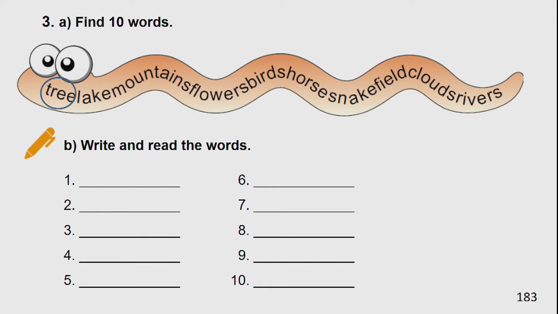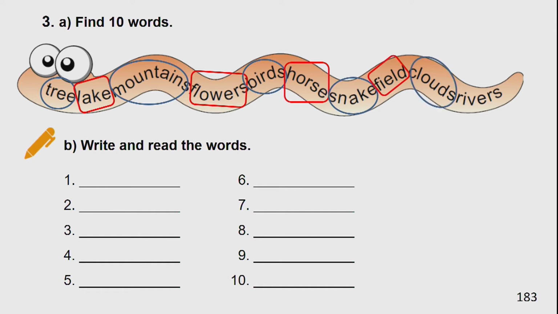Look. Tree. Finished? Let's continue. Lake. Mountains. Flowers. Birds. Horse. Snake. Field. Clouds. Rivers. Now write these words in your copybooks, please.